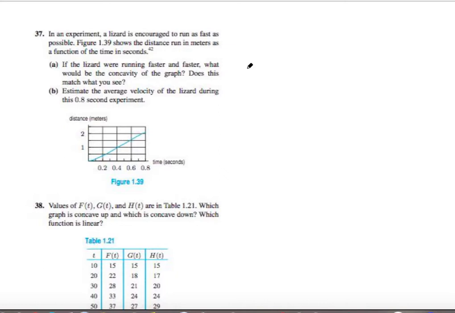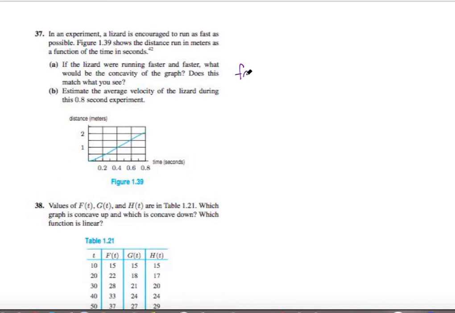In number 37, a lizard is encouraged to run as fast as possible. This graph here, figure 1.39, shows the distance run in meters as a function of the time in seconds. If the lizard were running faster and faster, what would be the concavity of the graph? Well, faster and faster would mean that my slope, my change in distance over time, would be increasing.